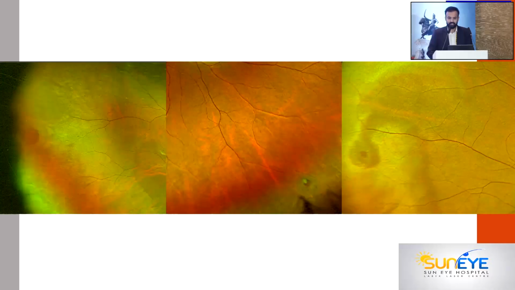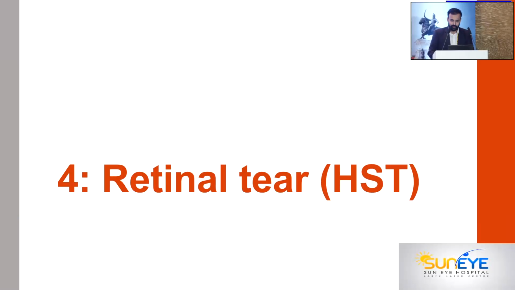The third is a retinal hole. A retinal hole is a small hole. It is a total loss of structure. The whole retina is missing. So it can or cannot be associated with an operculum. Usually we see a retinal hole with an operculum. It can be atrophic also.